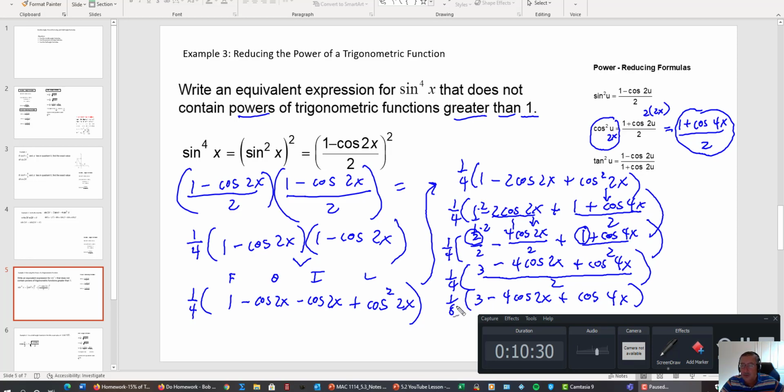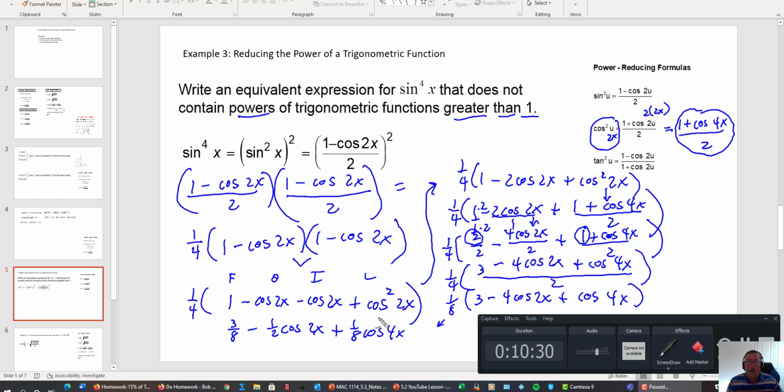And then you may even want to distribute the 1/8 through. Sometimes, depending on the software you're using, it'll want you to distribute that through there. And if you do, watch your reducing here too, you're going to get 3/8 minus 1/2 cosine 2x plus 1/8 cosine 4x. So this would be 3/8, 1/8 times -4 is -1/2, plus this. So I would take either of these two answers on the test.